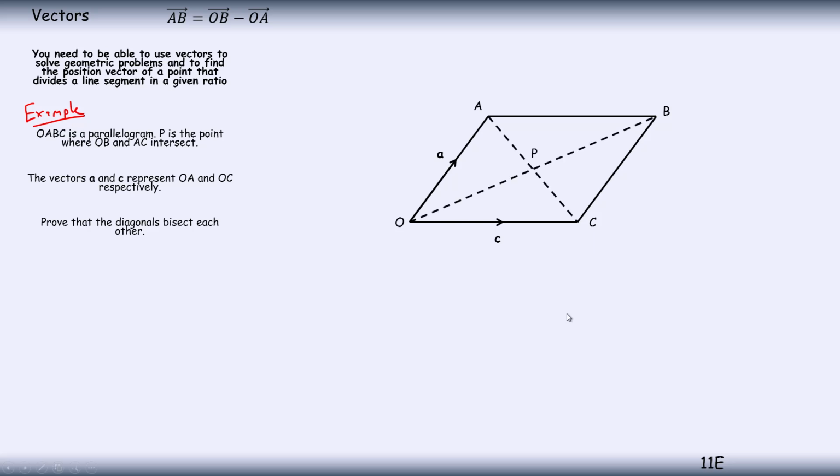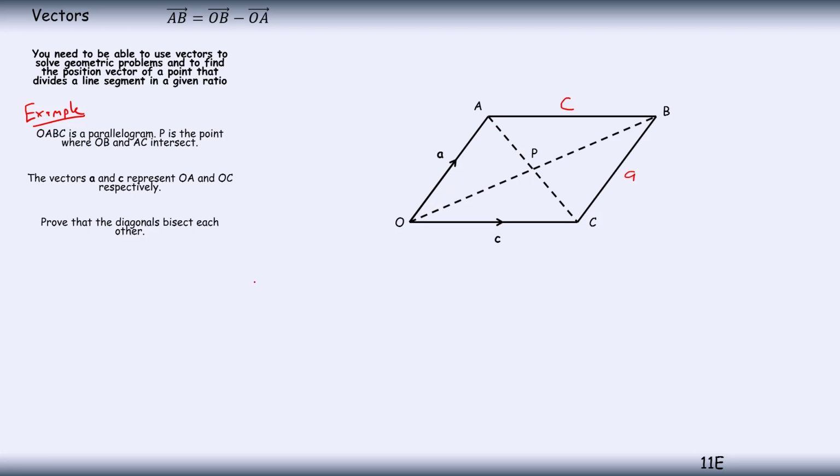Let's draw them in. First things first, with a parallelogram, this is going back to your GCSE, you have to know the properties of a parallelogram. The properties tell us that the opposite sides are equal. So if this is parallel and equal in size, then AB is equal to OC, so AB is also equal to C. And opposite, this side is equal to the position vector OC, so BC is equal to A.